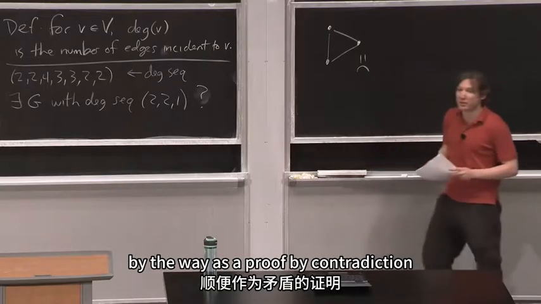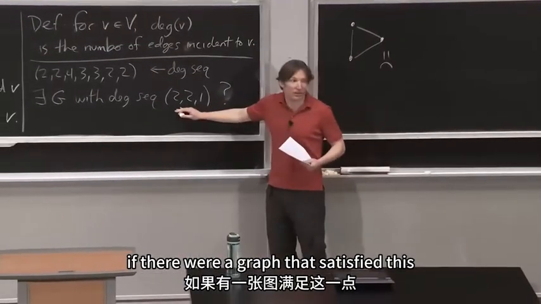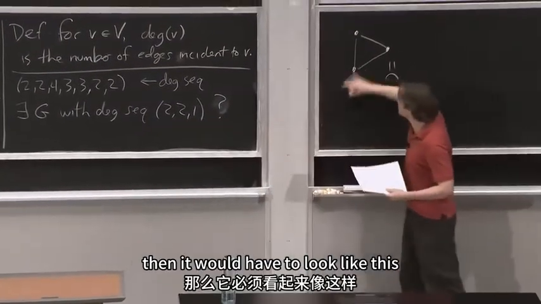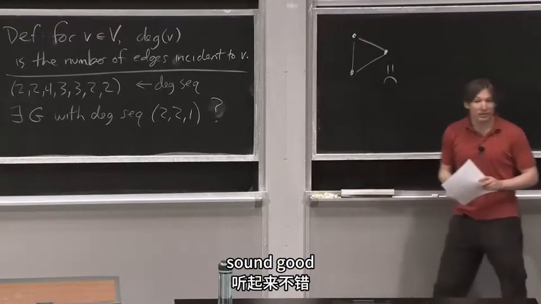You can think of this, by the way, as a proof by contradiction. If there were a graph that satisfied this, then it would have to look like this, but this graph doesn't work, so nothing works. Sound good?